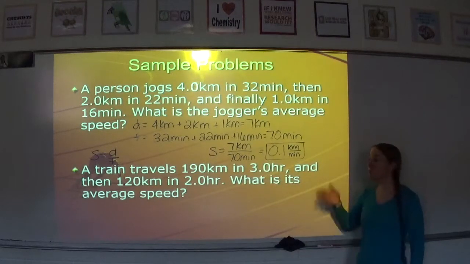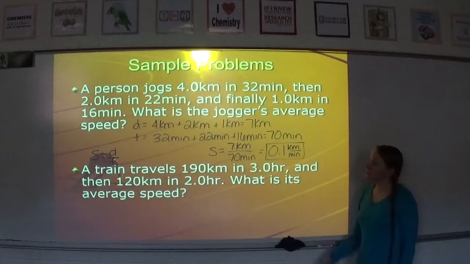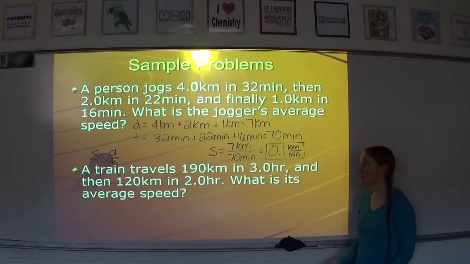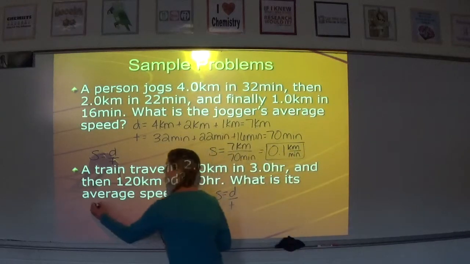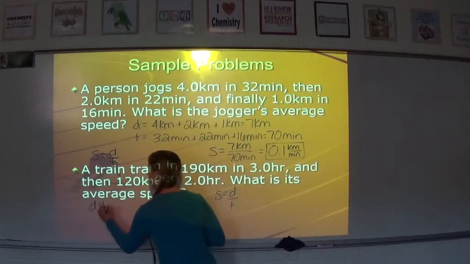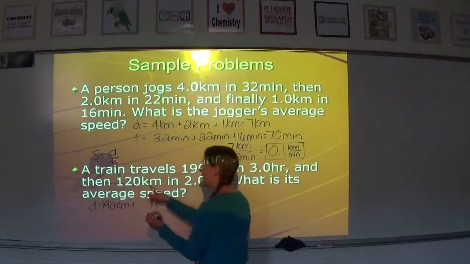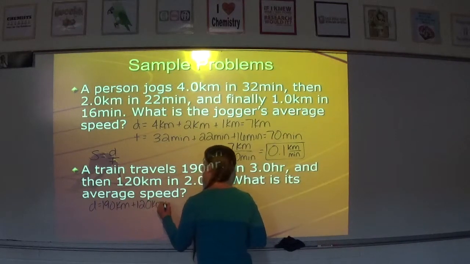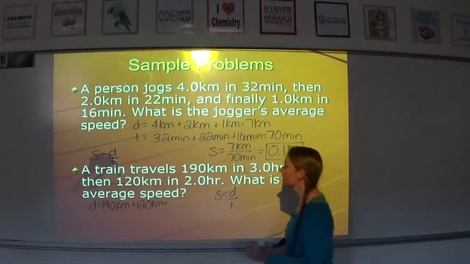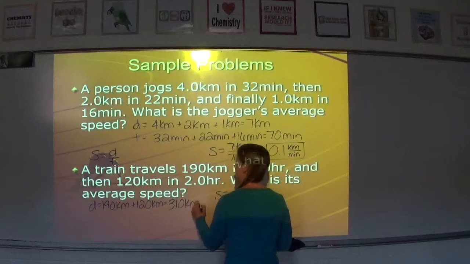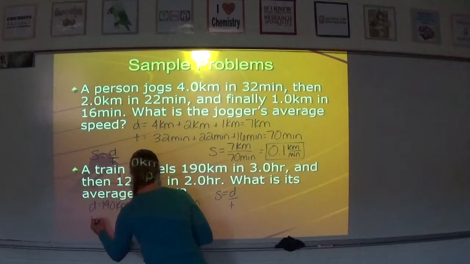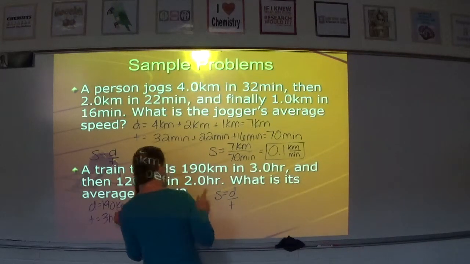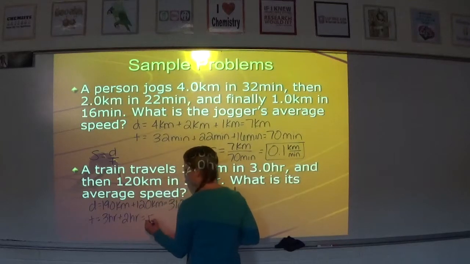Again, if you haven't already tried one, pause, try it, and then check your answer. It says a train travels 190 kilometers in 3 hours and then 120 kilometers in 2 hours. What is the average speed? Again, we know speed is distance over time. So let's add up our distances first. We have 190 kilometers and we have 120 kilometers. And so that's going to give us a total of 310 kilometers. And then we add up our times. Clearly you can probably do this part in your mind, but I'm still going to write it out. We have 3 hours and 2 hours, which clearly is a total of 5 hours.